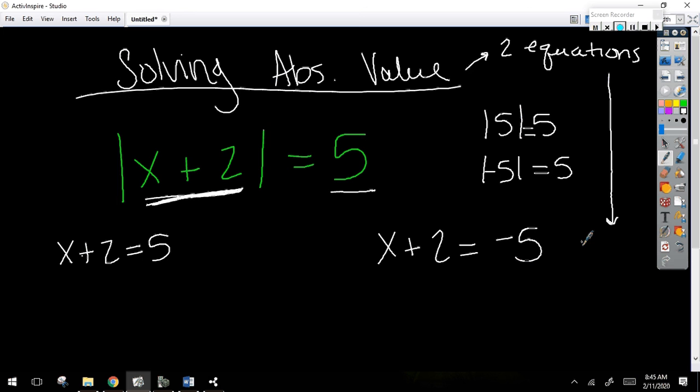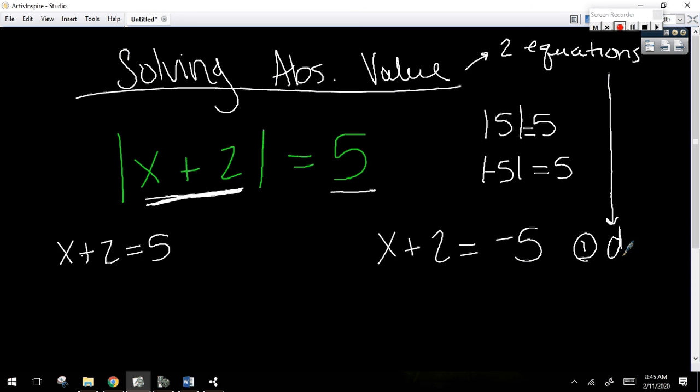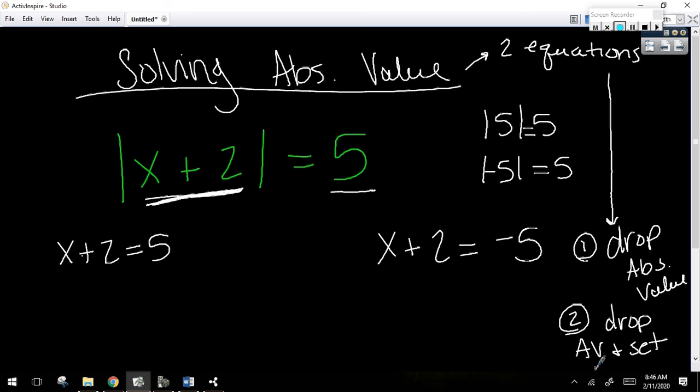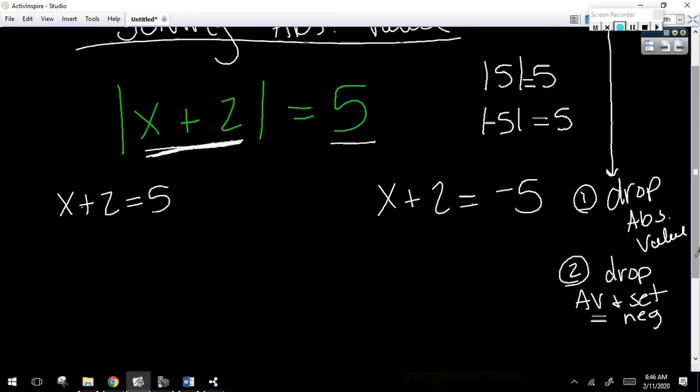For the first equation, we simply drop the absolute values, right? That's my first equation here. For the second equation, we need to drop the absolute values and set it equal to the negative of whatever was there. Because that's the definition of absolute value. It's going to make it positive. So I need to set it equal to the positive, and then I need to set it equal to the negative. Does that make sense?